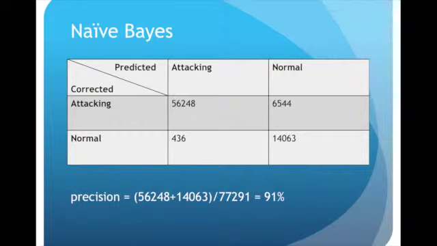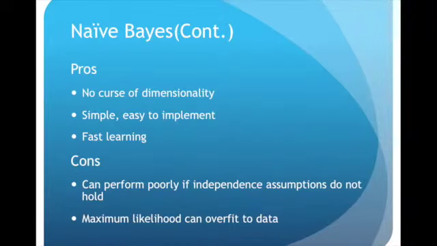Let's see the confusion matrix. I can see the precision can reach 91%. I think it's because I did the feature engineering and the pre-processing. Naive Bayes has a lot of advantages. For example, it can reduce the curse of dimensionality, it's simple and easy to implement, and it has fast learning.